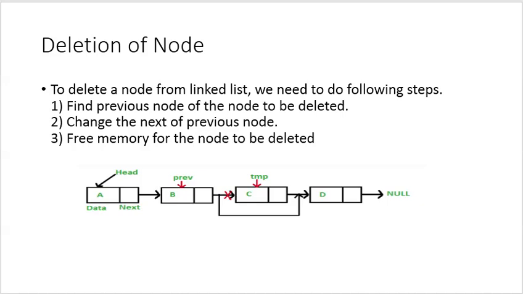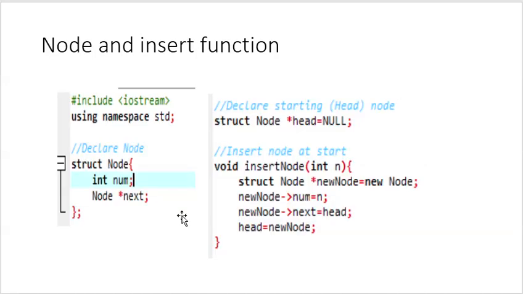So here is the procedure: you have to first find out the previous node which is pointing to the node that we want to delete, because that pointer will be pointing to the next node, and also you have to delete the data. So now I will implement a code showing how you can create a linked list, add nodes, insert nodes, and then how you can delete these nodes.